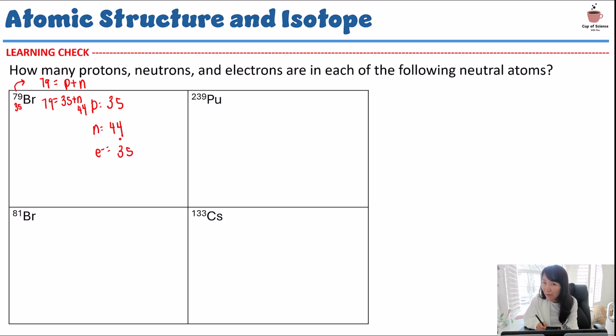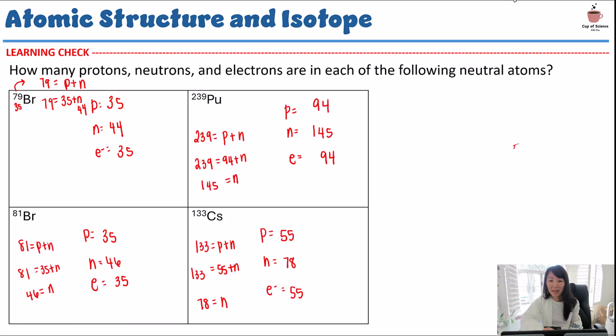So I have the number of my protons, neutrons, and electrons. You're going to do the same thing for all of the rest of the isotopes here and come back and check the key. And here is the key.